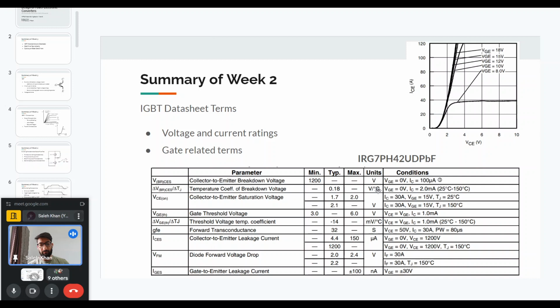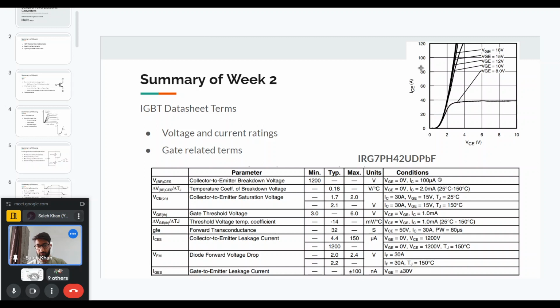So instead of the RDS, what is given is the collector to emitter saturation voltage. So basically, it means that at 15 volt of gate, and if the collector current is 30 ampere, what is the voltage drop when the IGBT is on? And this thing you can match from the waveform that will be given in the data sheet.